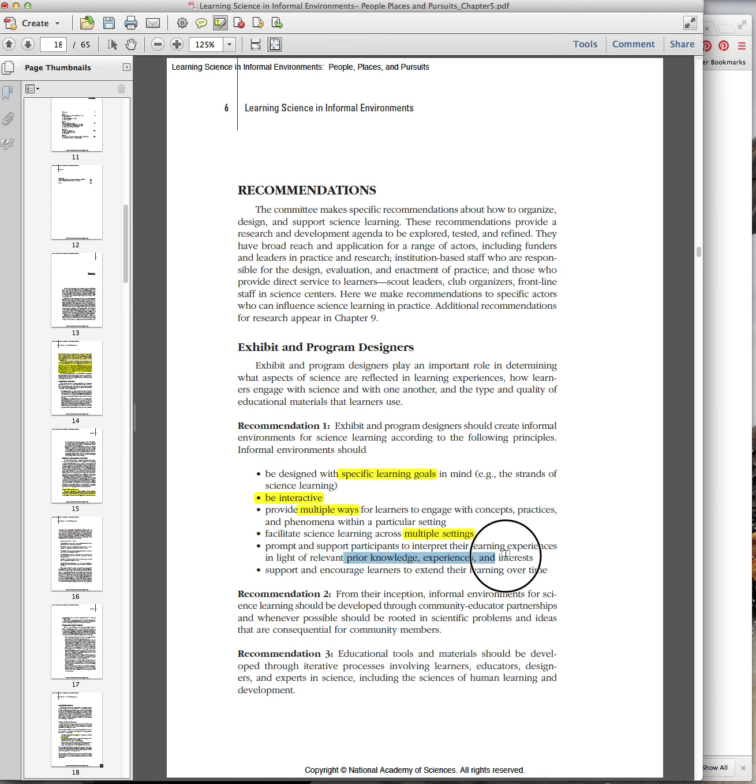Prior knowledge, experience, and interest will become important. As you go down through here, you need to think about why consequences for community members are also important. And I'm just going to point out here that they want people to be using the science of human learning and development, so research, right? This is an Academy of Sciences, and they're very research focused. Okay.